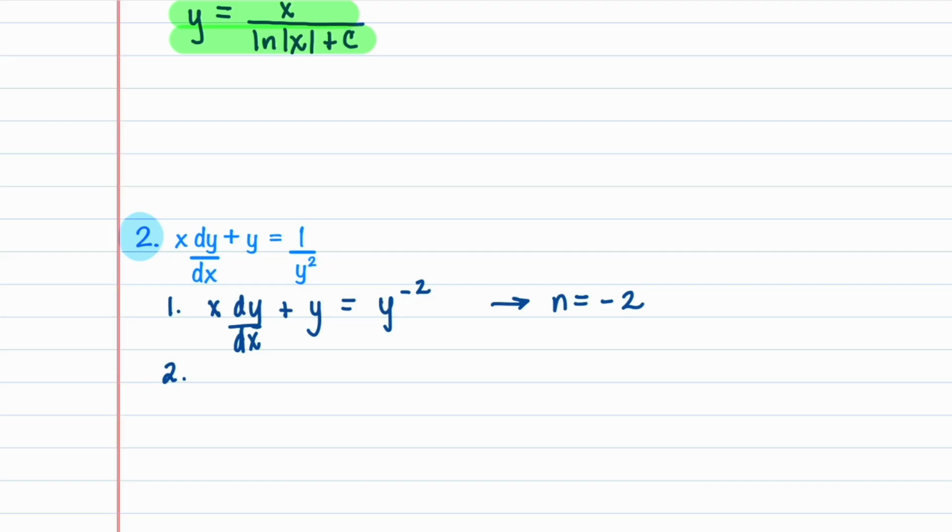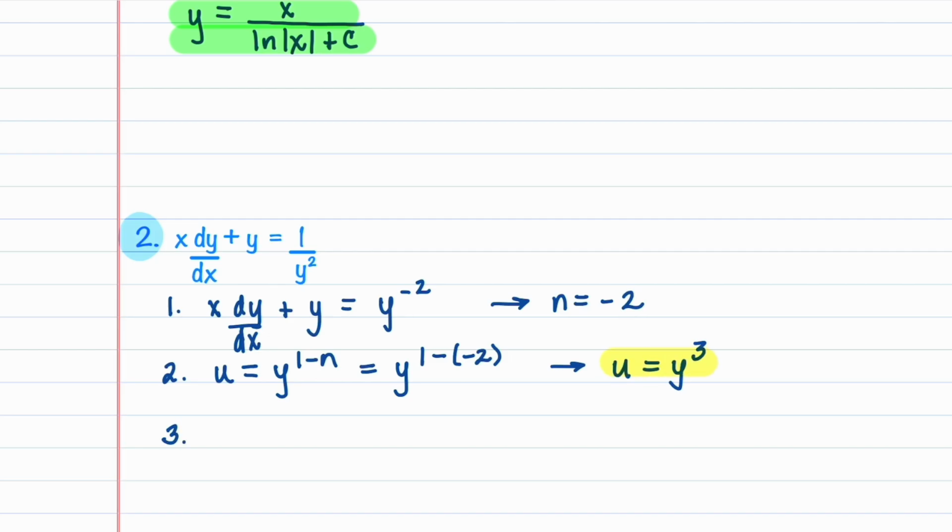Our second step is to make the substitution that u is equal to y to the 1 minus n. N is negative 2, so this is y to the 1 minus a negative 2, and this gives us that u is equal to y cubed.